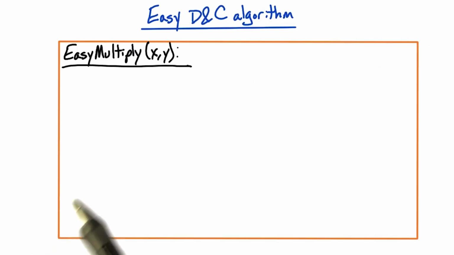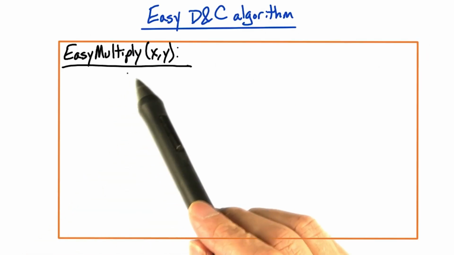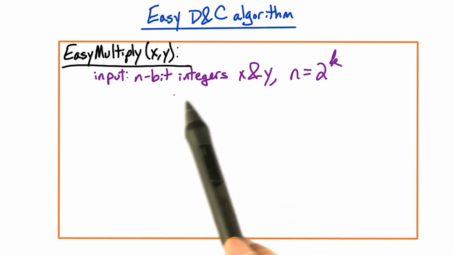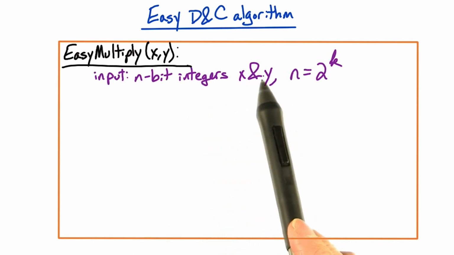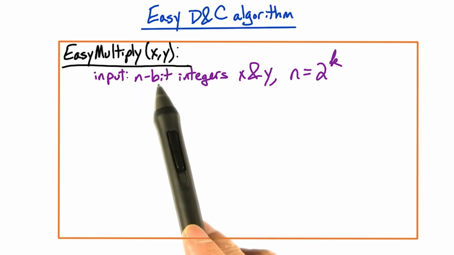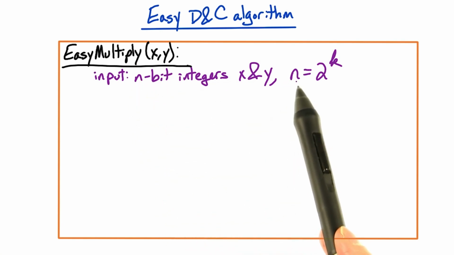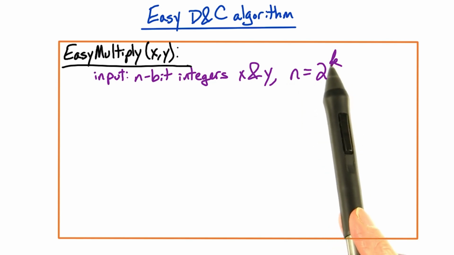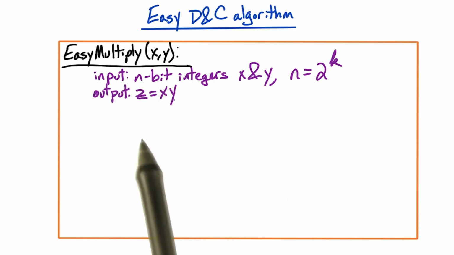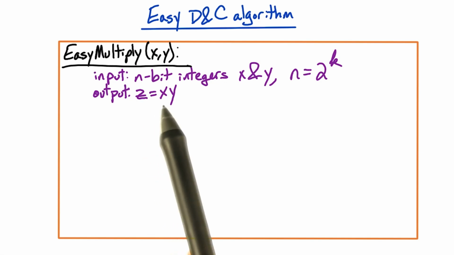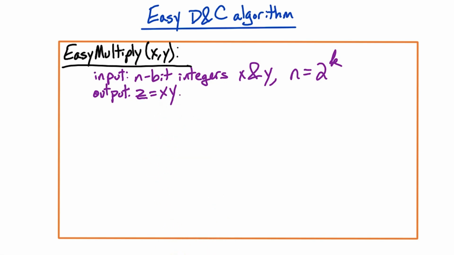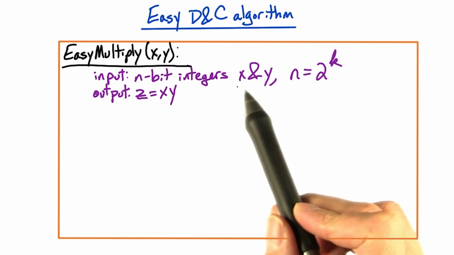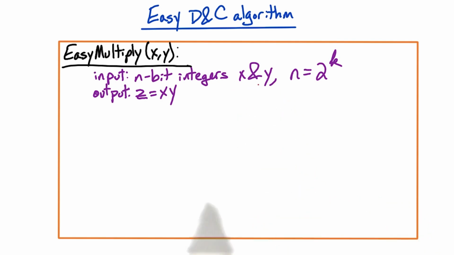Let's go ahead and detail this straightforward divide and conquer algorithm for multiplying x times y. The input to the problem are these two integers, x and y, which are both at most n bits long, and we assume for simplicity that n is a power of 2, so n equals 2 to the k for some non-negative integer k. And the output of our algorithm is this number z, which is equal to the product of x times y. First thing we do is we break x and y into two n over 2-bit numbers.